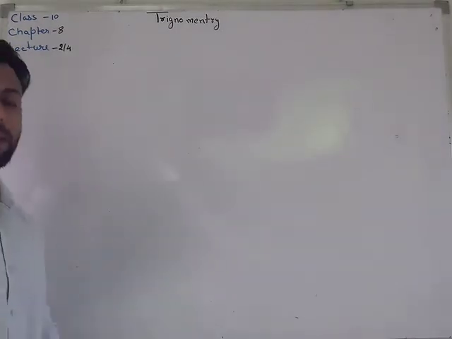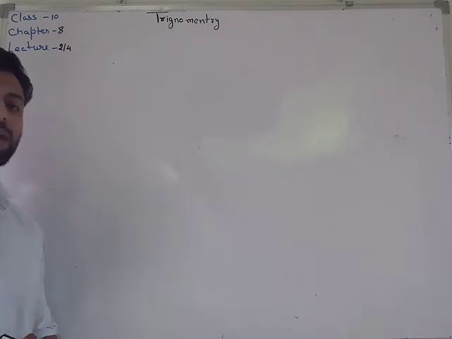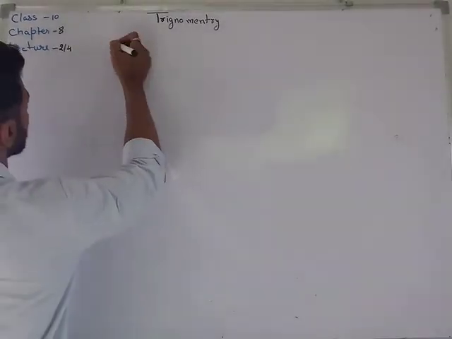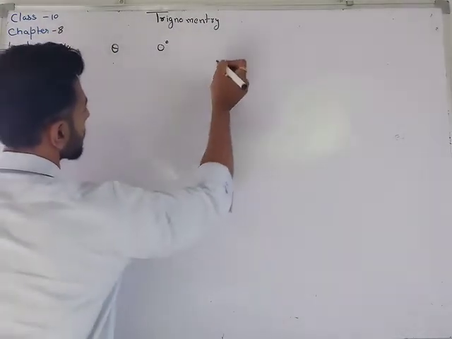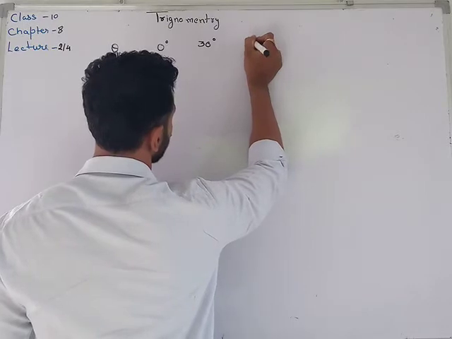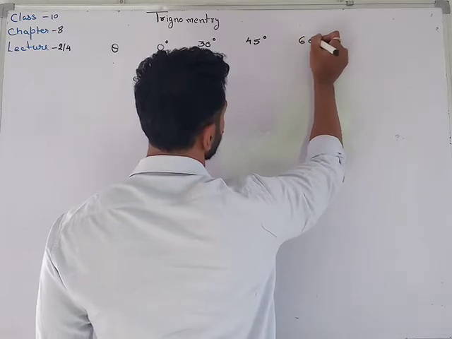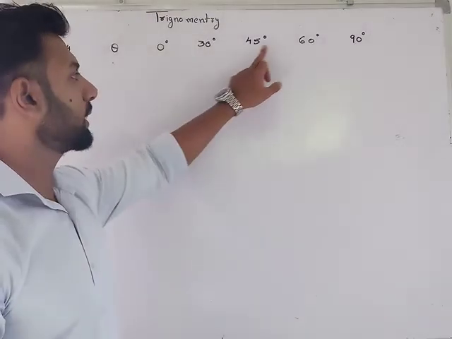There is one table in which those ratios are given and their values are given on the basis of some specific angles. What are the angles? Let the theta be first 0 degree, second 30 degree, 45 degree, 60 degree and 90 degree. 1, 2, 3, 4, 5. Total 5 angles we are having.